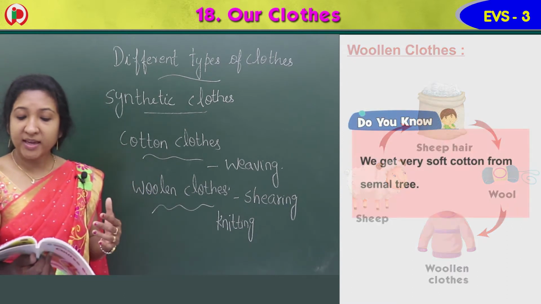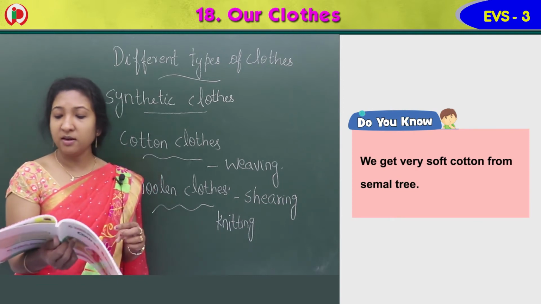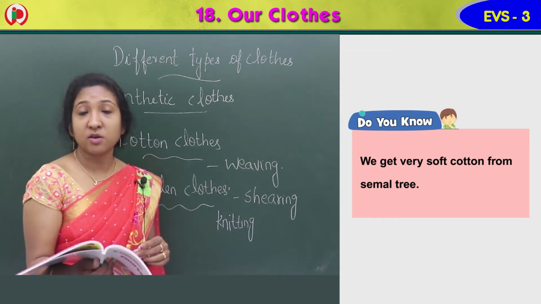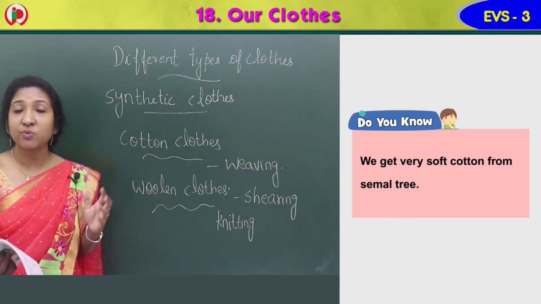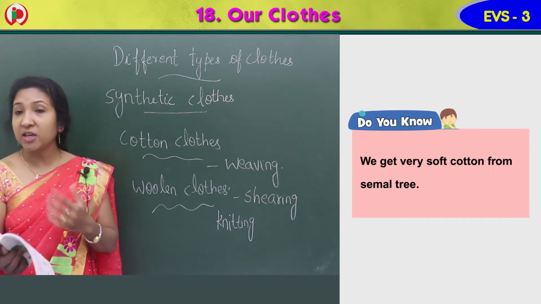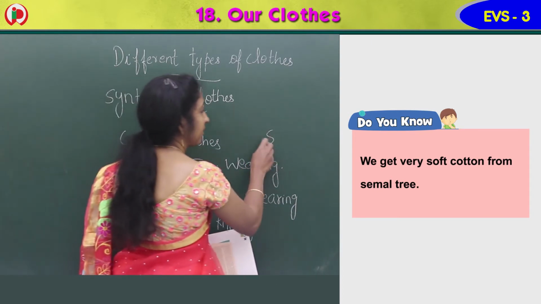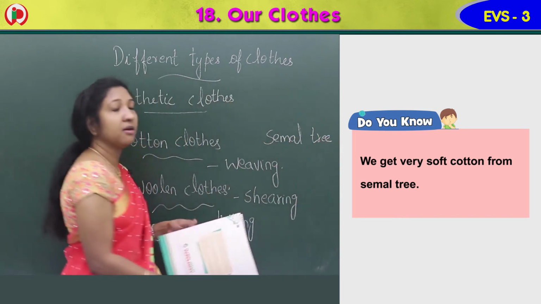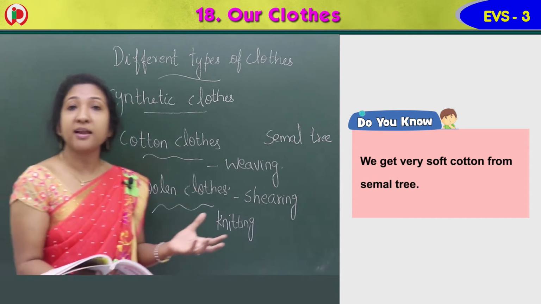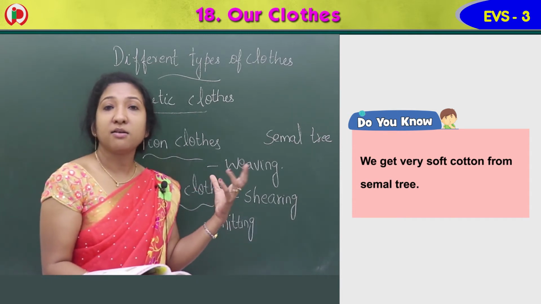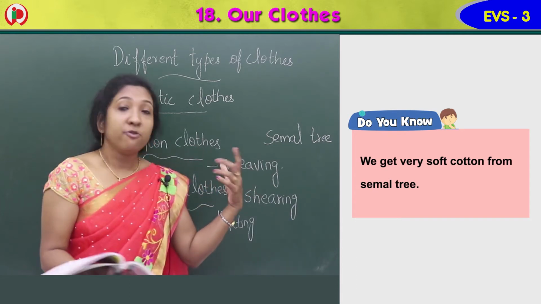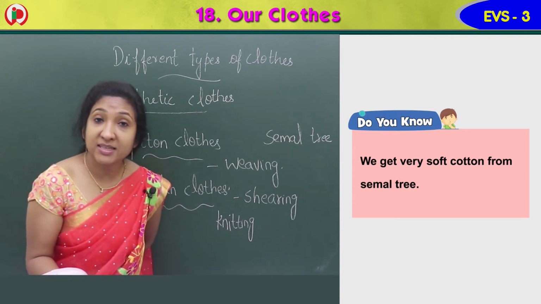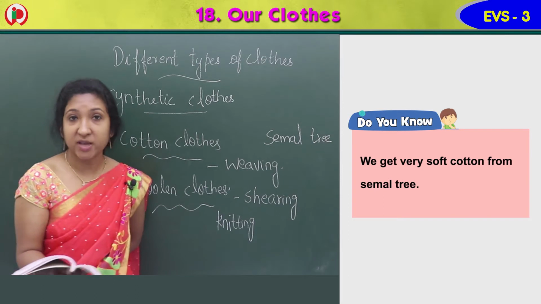We get very soft cotton from the semal tree. Do you know we get very soft cotton also? We get cotton from the cotton plant, yes, but we get soft cotton from a tree called the semal tree, S-E-M-A-L. It has a lot of medicinal properties also. We use this tree for making some medicines also. So we get very soft cotton from the semal tree.